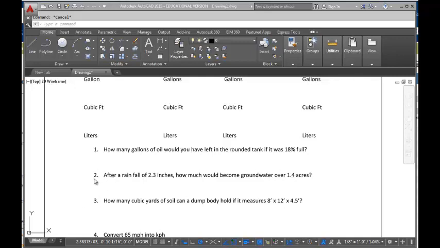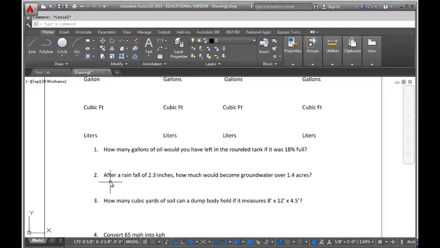I'm going to go ahead and show you how to solve question 2 here by using your conversion sheet and the information that's been provided here. After rainfall of 2.3 inches, that number gives us our quantity of inches in depth, how much would become groundwater over 1.4 acres?